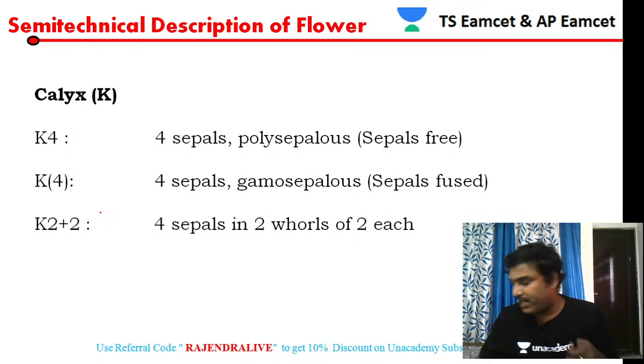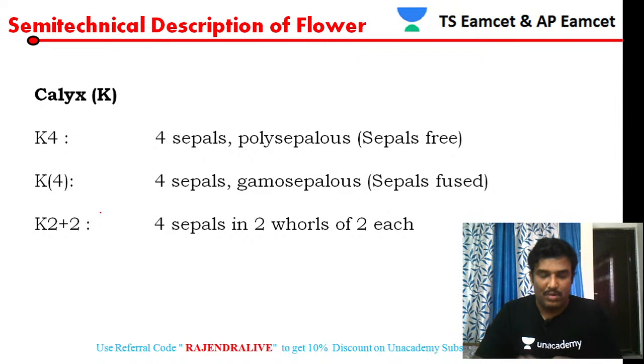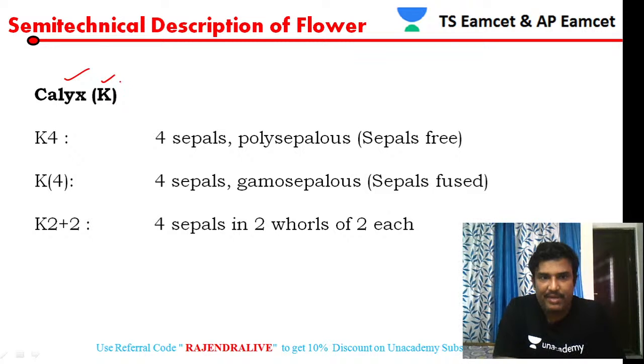So let us see about calyx. We already have seen that calyx is one of the accessory organs. Calyx is represented by alphabet K. Okay, so K4, let us see some examples.